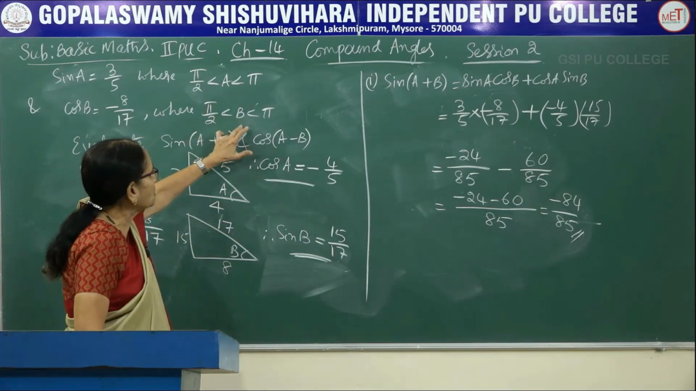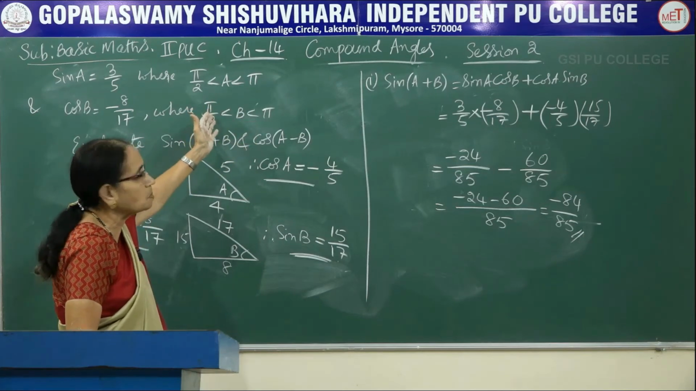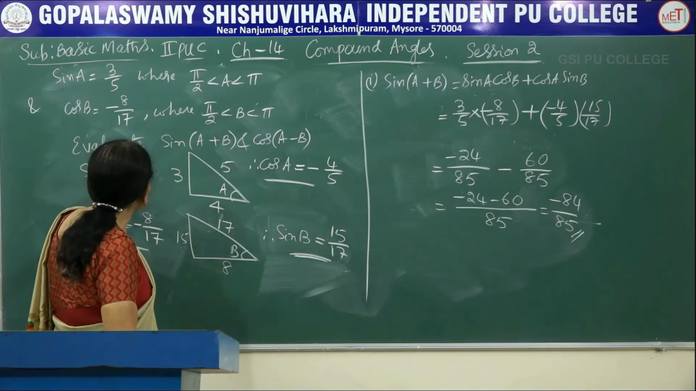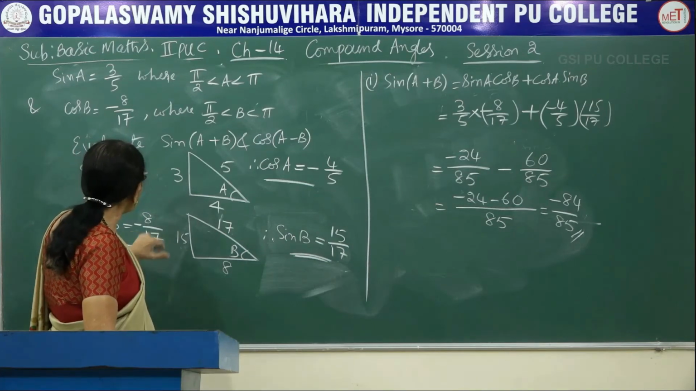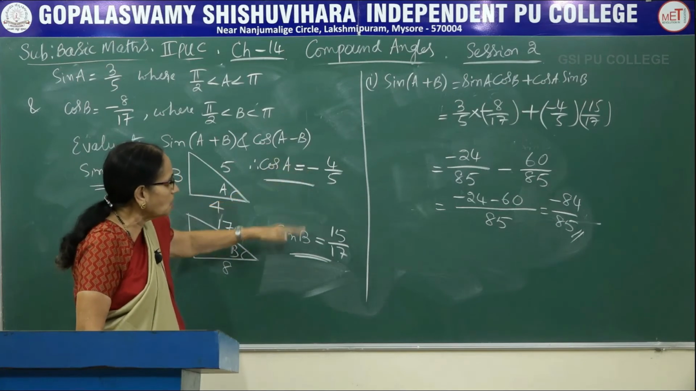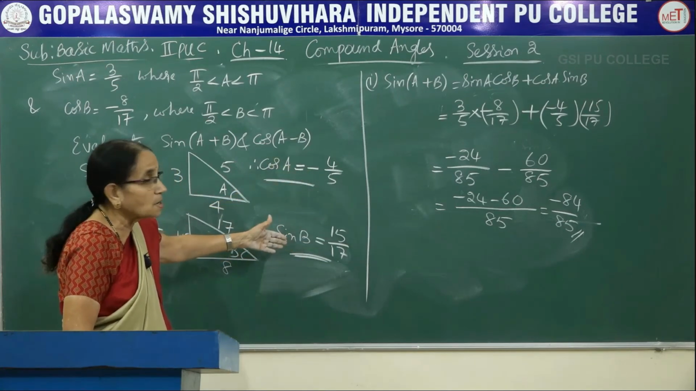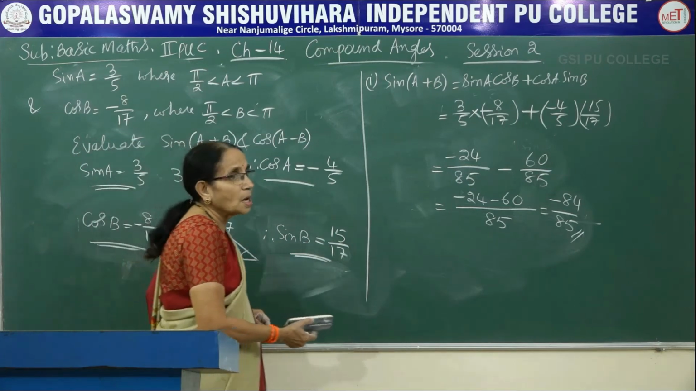Here A and B, both of them were lying in the second quadrant. The angles were lying between 90 and 180 degrees. So sin A was given to be 3 by 5. Cos B was given to be minus 8 by 17. We calculated cos A, that is also negative. Sin B would be positive because the angle is lying in the second quadrant. So this is the value of sin of A plus B.